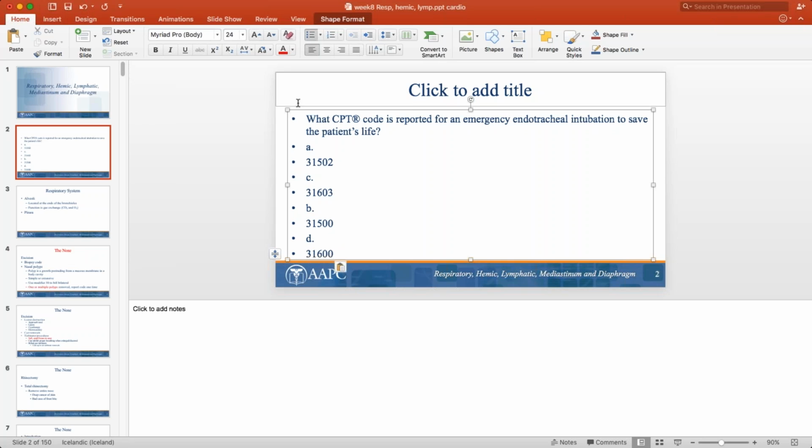All right, what CPT code is reported for an emergency endotracheal intubation to save the patient's life? Remember I said it's done, you're going to see it a lot because it happens in the emergency room. What CPT code would that be?